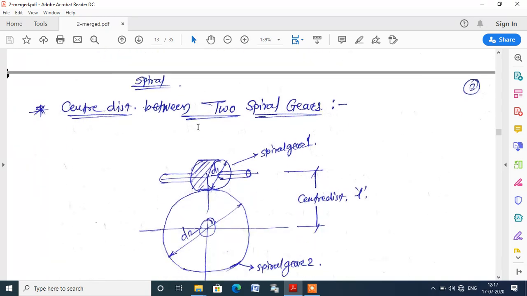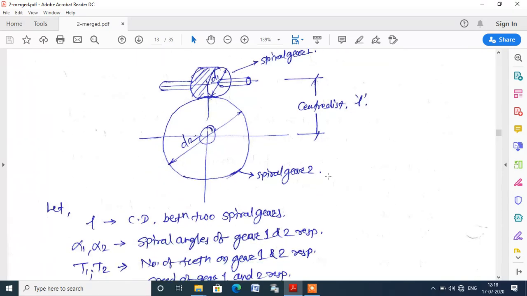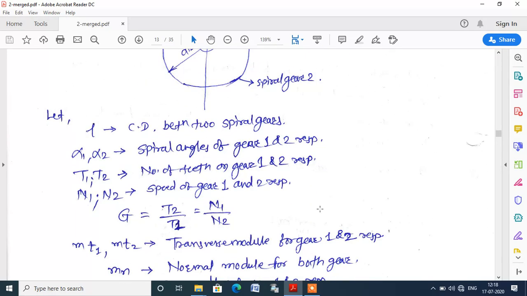Next is the center distance between two spiral gears. We have already seen the terminology center distance in helical gears also. Here small d1 is the diameter of spiral gear 1 and d2 is the diameter of spiral gear 2. Let us say the center distance is L. Here I have used the notation L; you can use any notation. So L is equal to R1 plus R2. Correct? Alpha 1 and alpha 2 are the spiral angles of gear 1 and 2. Capital T1 and T2 are the numbers of teeth on gear 1 and 2. N1 and N2 are the speeds of gear 1 and 2 respectively.